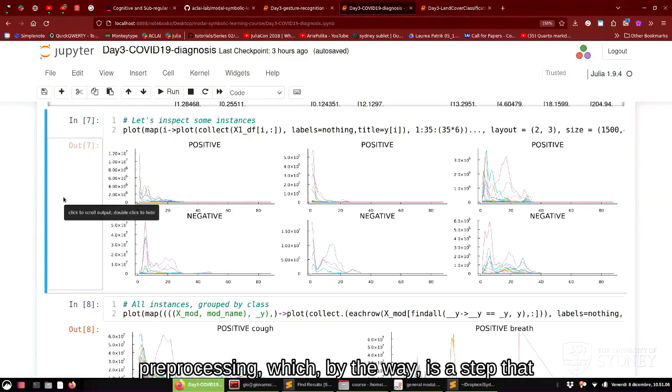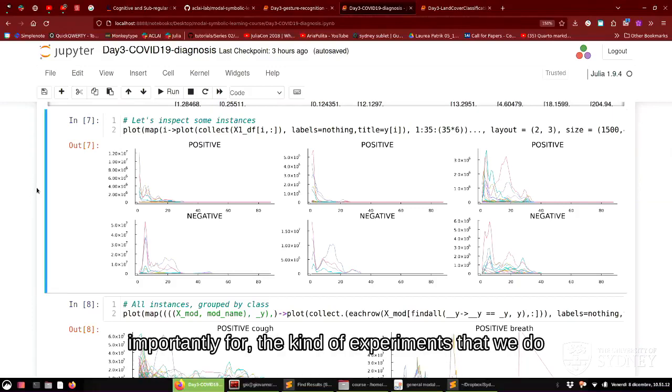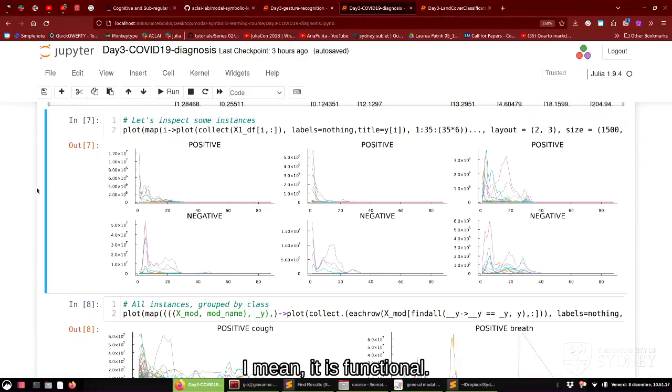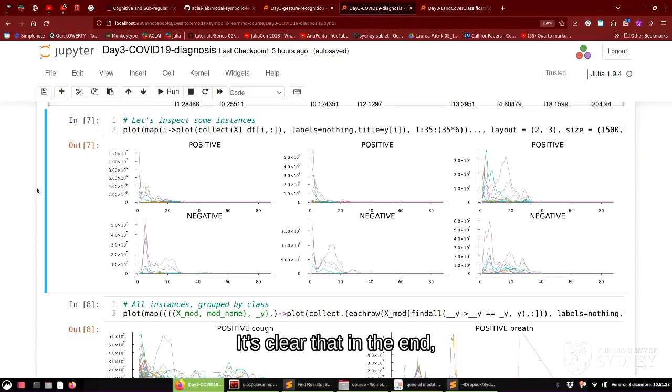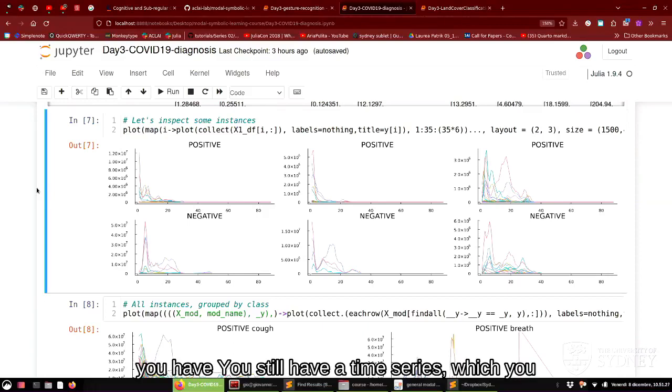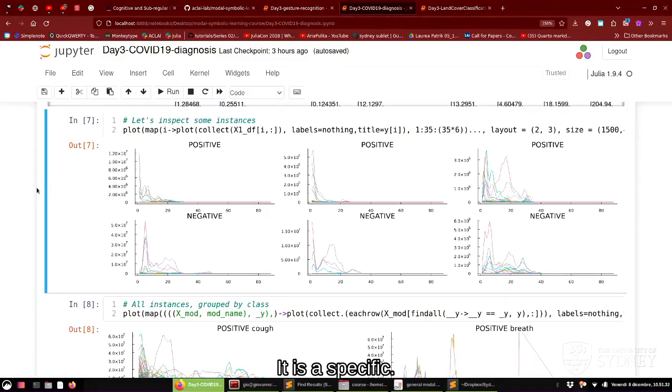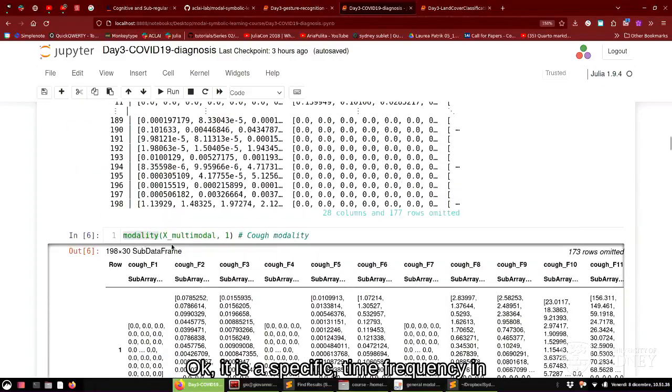Fourier transform pre-processing, which, by the way, is a step that, importantly, for the kind of experiments that we do, is interpretable. I mean, it is functional. You take the audio and you decompose it. It's clear that in the end you still have a time series which you can look at, a variable, and you know what it is. It is a specific time frequency.